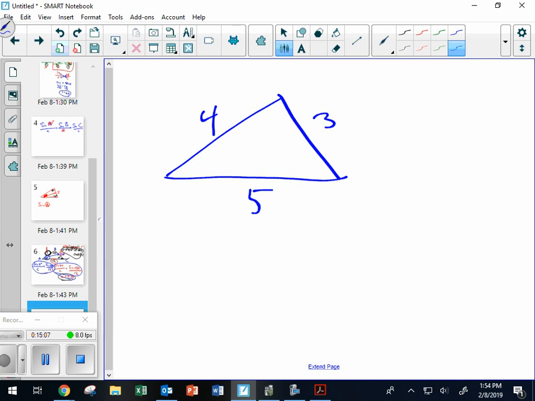But wait, you say, that's a 90-degree angle. Yeah, this still works for right triangles. But it works for every kind of triangle. Give me any combination of 3 sides of a triangle, I can tell you all their angles by using the law of cosines.